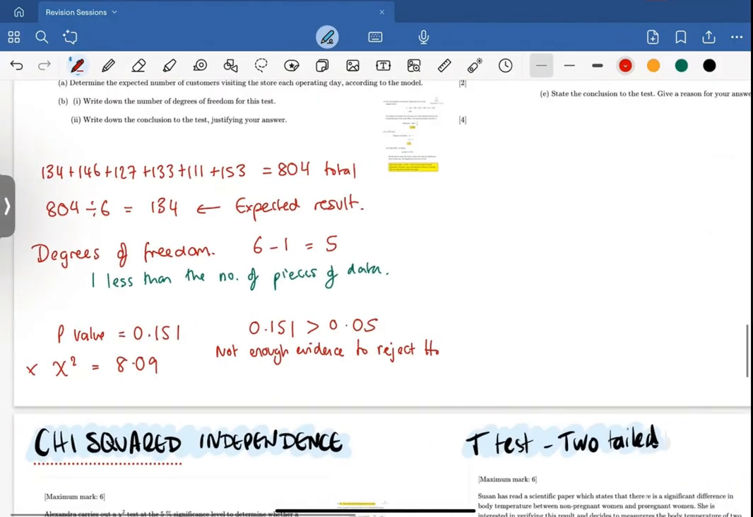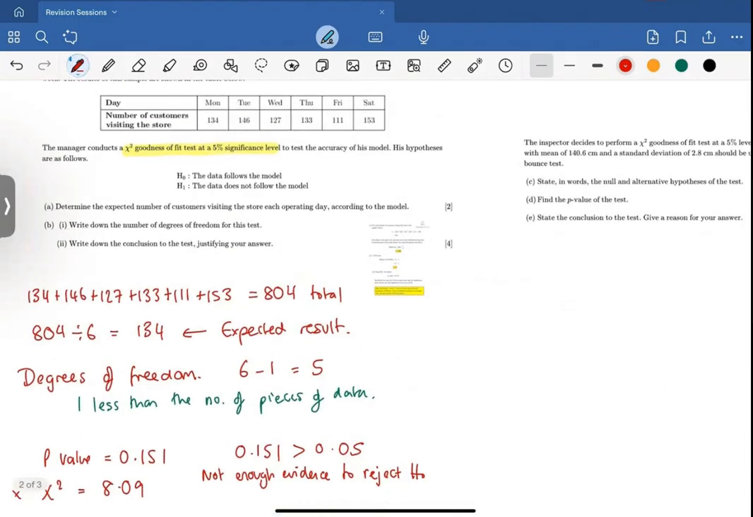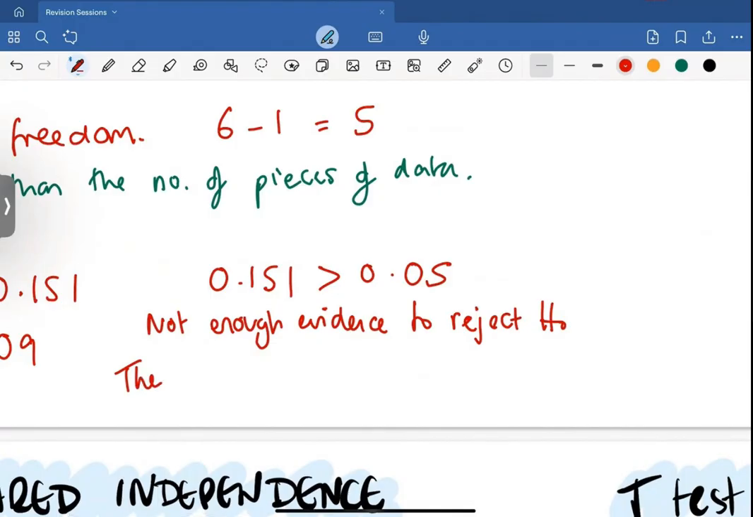So what does that mean for our result? We'll go back to our hypotheses, that the data follows the model. The data does follow a uniform distribution.